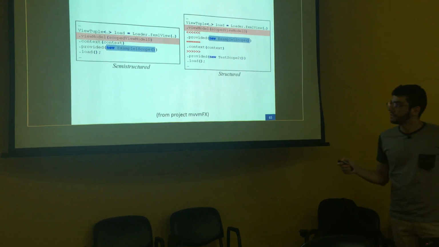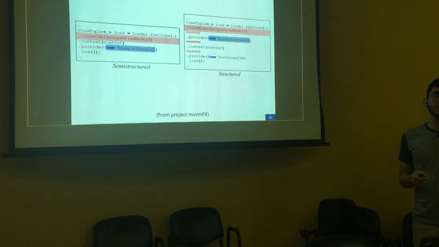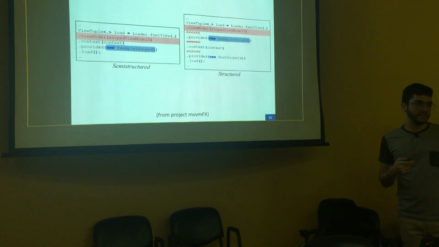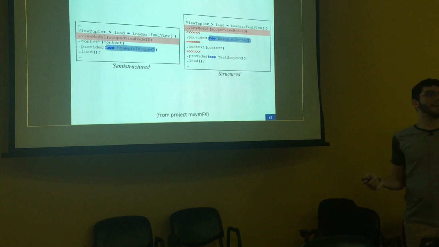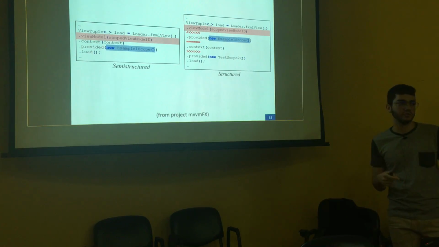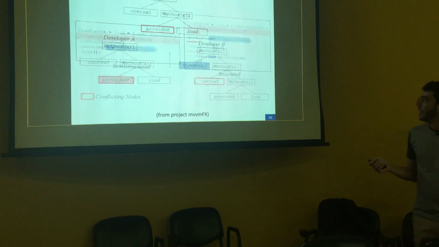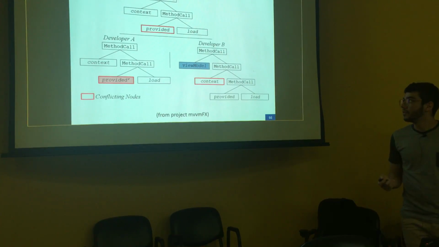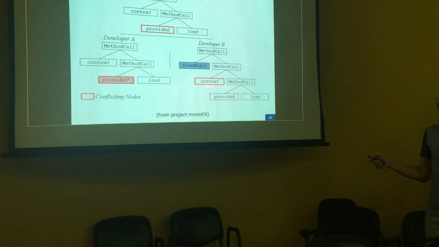In this example, the first developer, in red, added a call to viewModel to an existing method call chain, and the second developer changed the argument of the call to provided in the same chain. When integrating these chains with semi-structured merge, it detects the chains are in non-overlapping text areas, with the line that calls context acting as a separator between the areas, so they do not overlap and it does not report a conflict. But structured merge incorrectly concludes that both developers changed the left child of the second method call node.